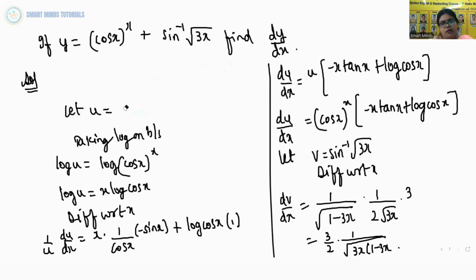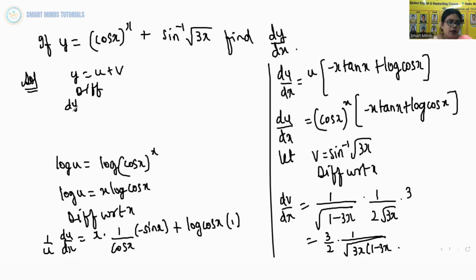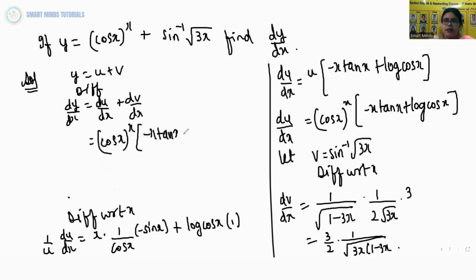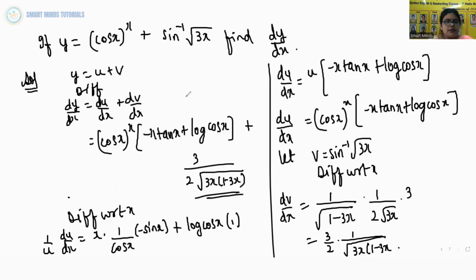Now we will take the given expression, that is y equals u plus v. If I differentiate, we get dy by dx equals du by dx plus dv by dx. Now we need to substitute the values which we have done. So that is equal to, du by dx is (cos x)^x into minus x tan x plus log cos x, plus what is dv by dx? 3 by 2 root over 3x into 1 minus 3x. This is the final answer.